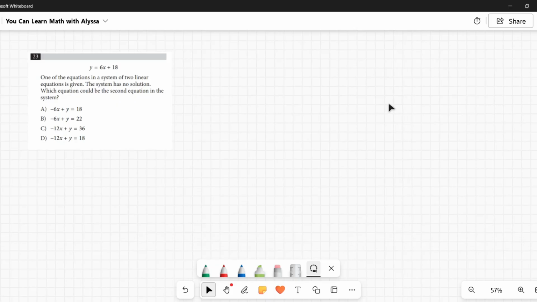Number 23, y equals 6x plus 18. One of the equations in a system of two linear equations is given. The system has no solution. Which equation could be the second equation in the system?